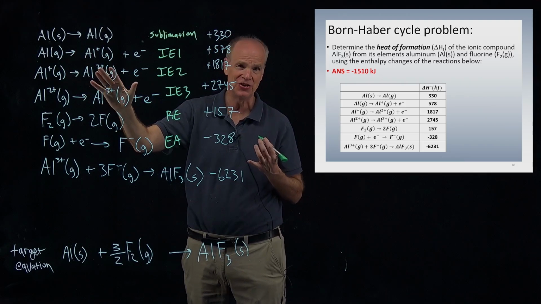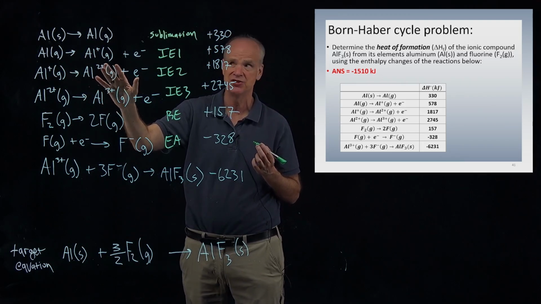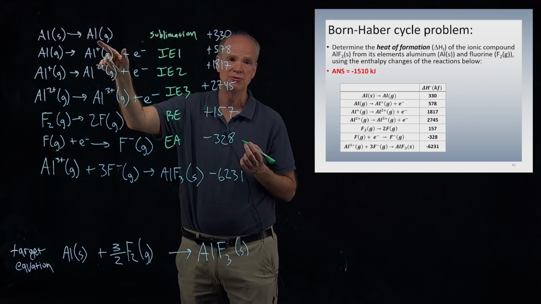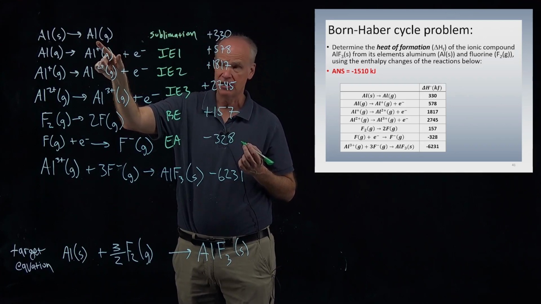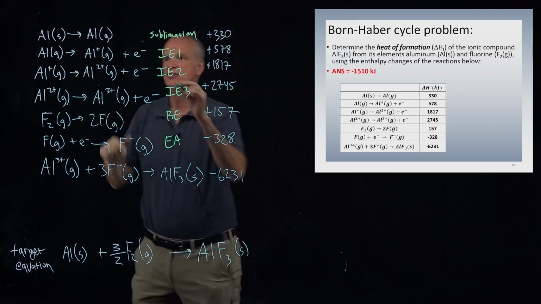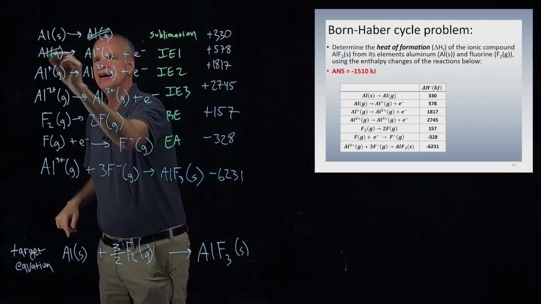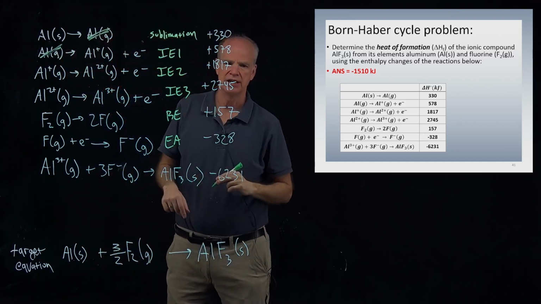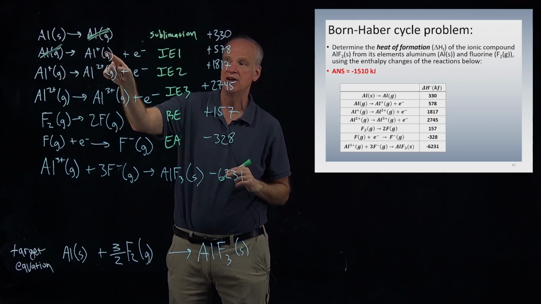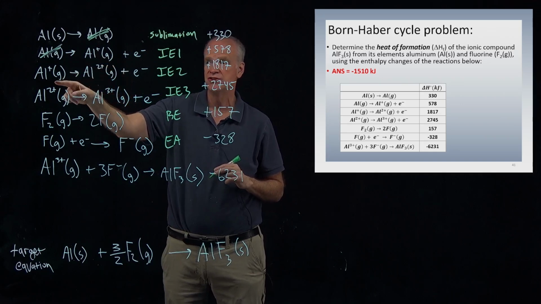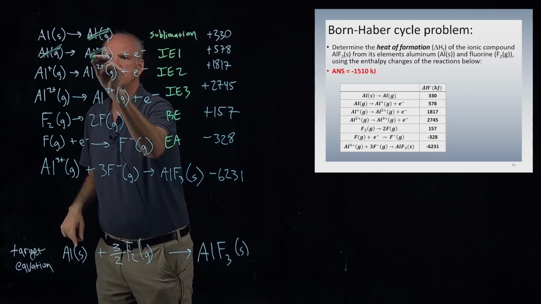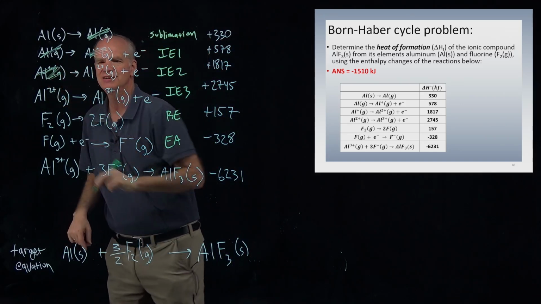But the good news is everything's going to cancel out by itself. Let me show you how that works. You see, you have aluminum in the gaseous state here in this first equation. That is a product, but in the second equation, it's a reactant. So that goes away. So that's nice. Okay, and then we want to get rid of this Al plus ion here in the gaseous state. It's going to be on the product side, but in this equation, it's on the reactant side. So we get rid of that. So that's good news.